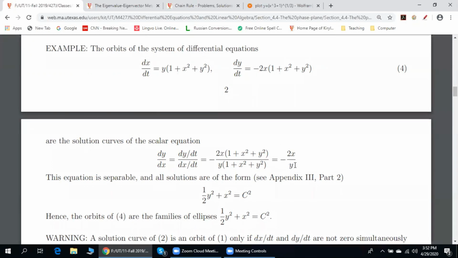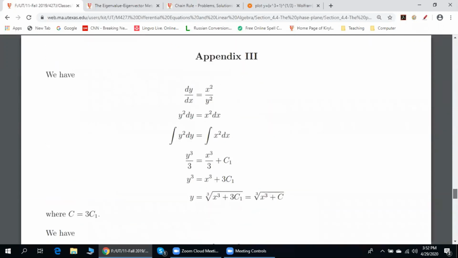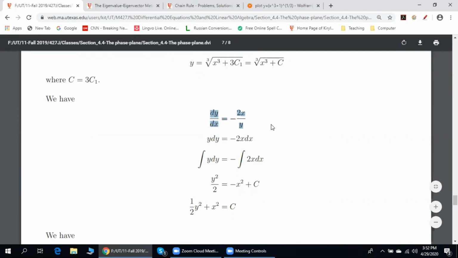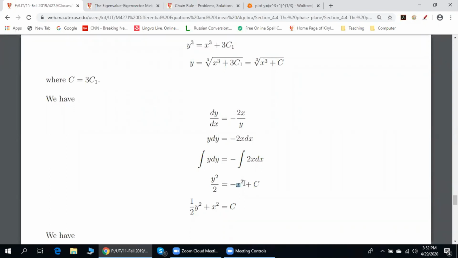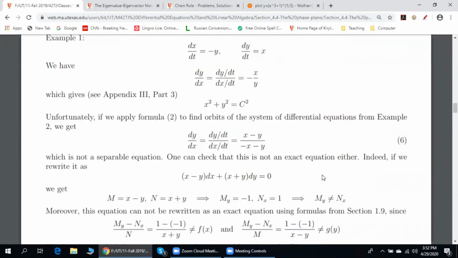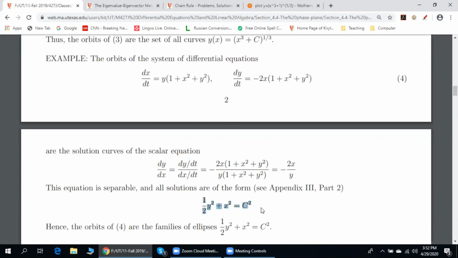Now, what we see in front of us here is a separable equation. Please take a look at Appendix 3. In order to solve it, here is this equation. We move y to the left, dx to the right, done. We integrate both sides. The antiderivative of y is y squared over 2. The antiderivative of 2x is x squared. And lastly, if we move negative x squared to the right, we get exactly what is written over here. This one. The graphs of these equations are ellipses. Did I answer your question?